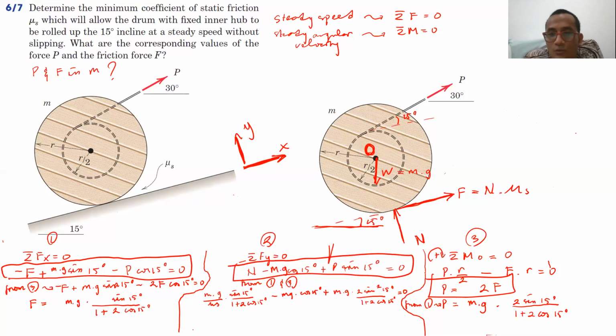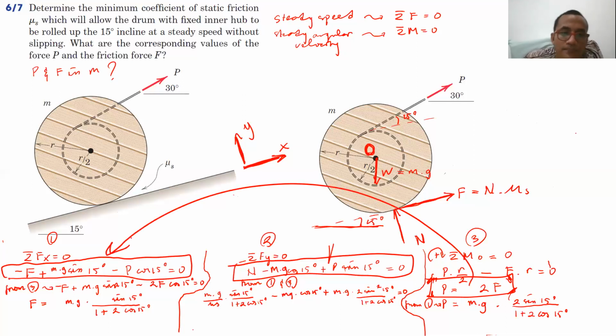Using this particular value, then we move to the first equation. Why do we move to the first equation? Because in the first equation, we have F and P as well. We have two unknowns, F and P. Here in the third equation, we have F and P as well, two unknowns, which are the same unknowns. Both are the same unknowns.